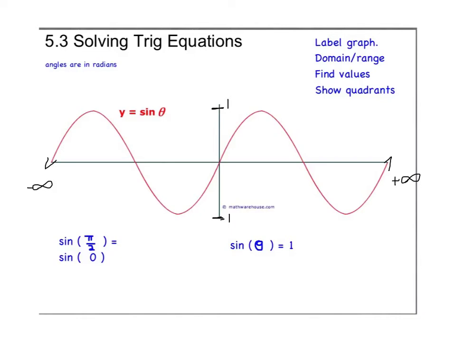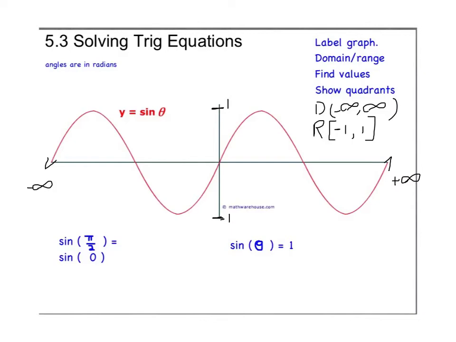So, for instance, what would be the domain of the graph of sine? Well, the domain is going to go from negative infinity to positive infinity. It goes on forever in both directions. The range, however, bounces from -1 to 1, and I'm writing that in interval notation, which means that the brackets here mean that it includes -1 and 1 in the domain and the range.